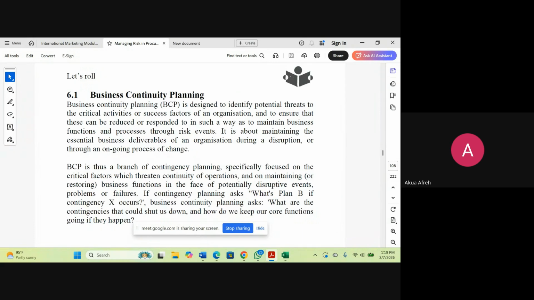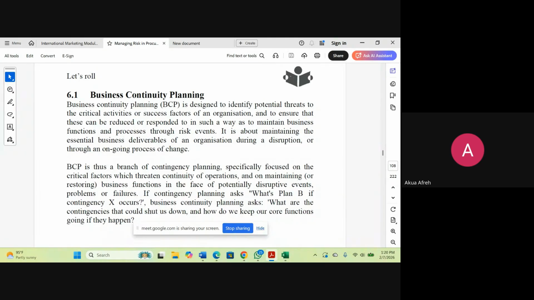So the death of a CEO need not disrupt the business. Yes, it can disrupt the business, but the business should still run because you have put some plans in place when it comes to continuity of a business. So when plan A fails, you have plan B. When plan B fails, there is plan C.